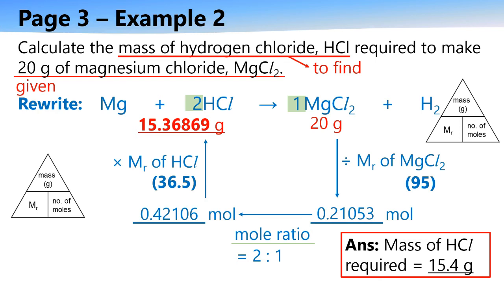So this is similar to the previous question, but the mole ratio is not 1:1. The mole ratio in this case is 2:1. So you need to multiply the number of moles accordingly. So write down this working and understand it. Then we'll move on to the next question.